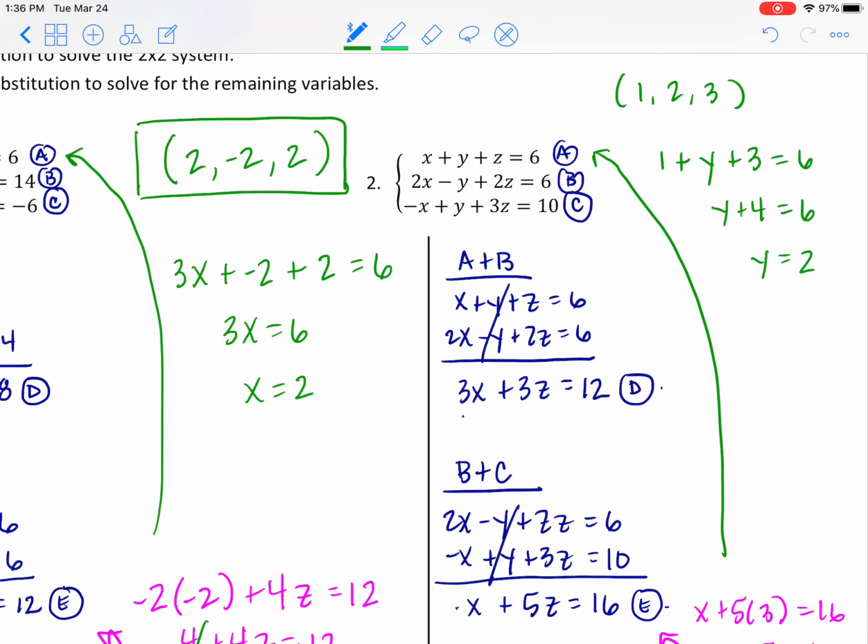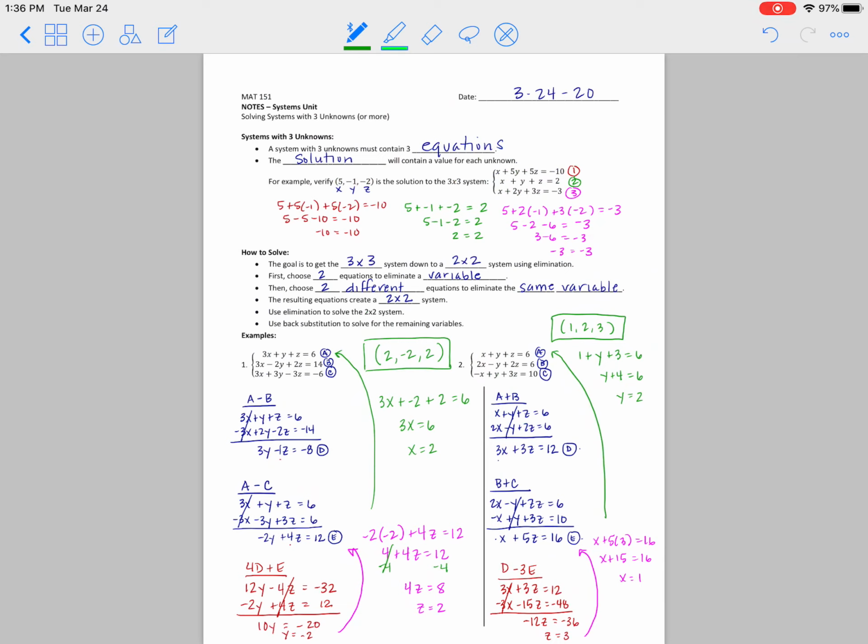So 1, then 2, and then 3. And again, if you wanted to, which I wouldn't every time, but if you were taking a quiz or something, you wanted to verify, plug in the x, y, z into all 3 of those equations, and we're going to find that they make all 3 equations true. Okay? So not the prettiest, but if you stay organized, it's just a process of elimination. Get your 3 by 3 down to a 2 by 2, solve for one of the variables, and back substitution in from there.